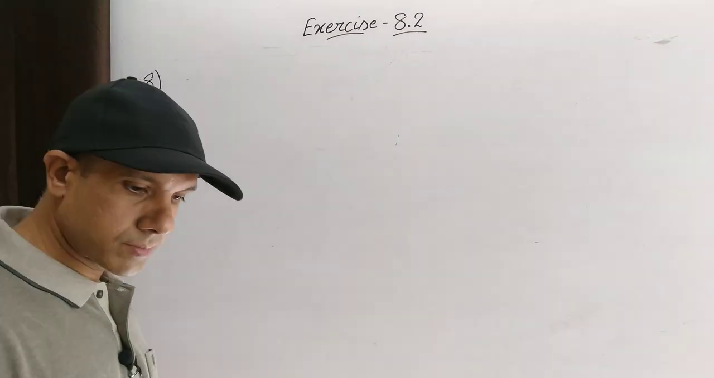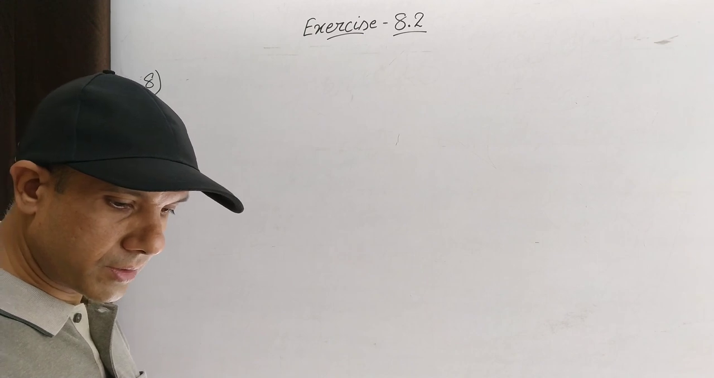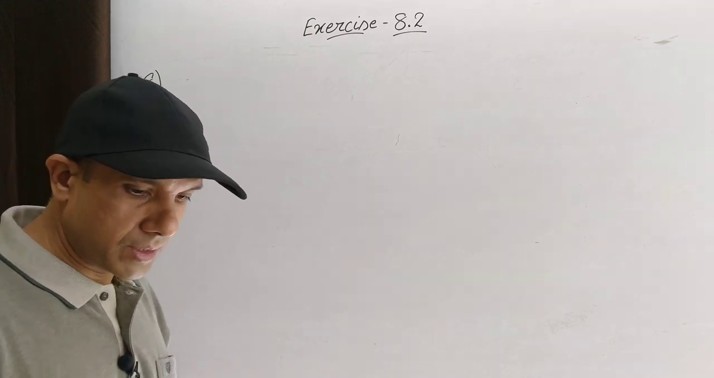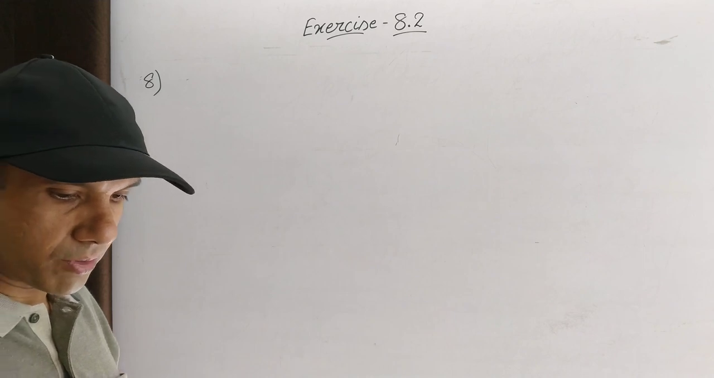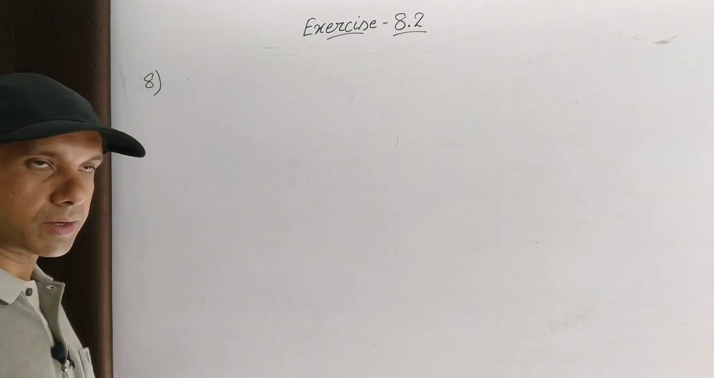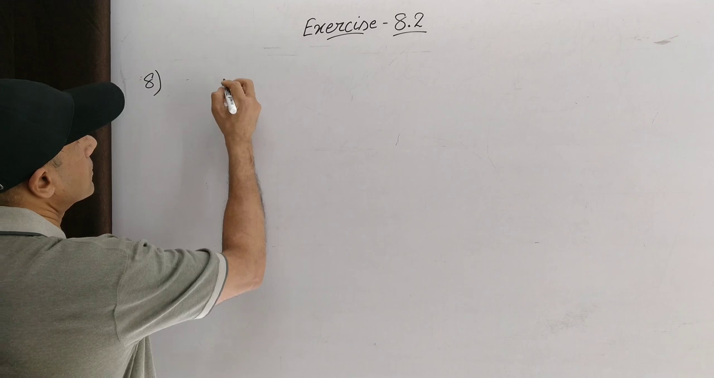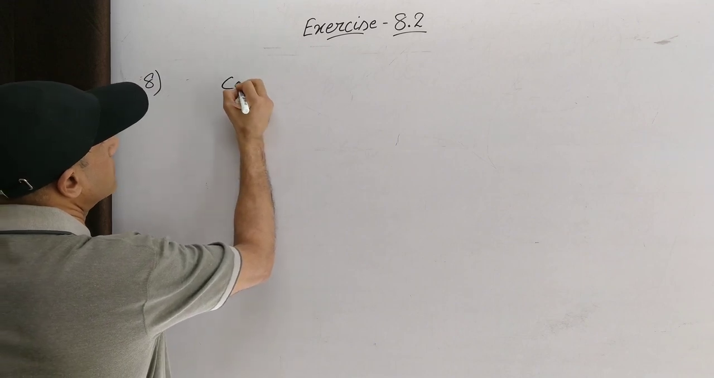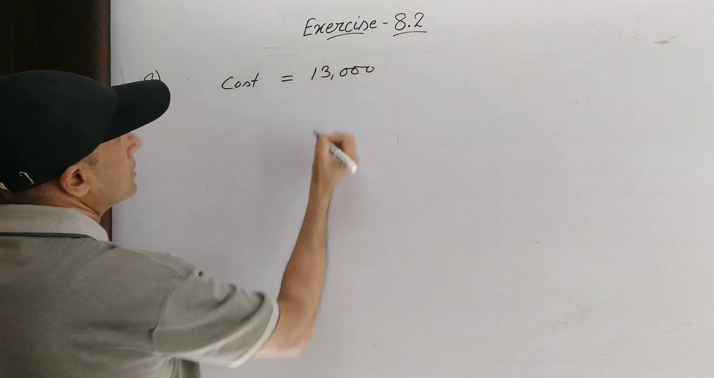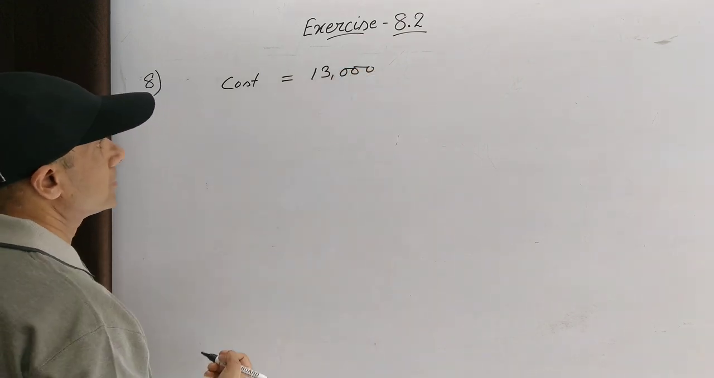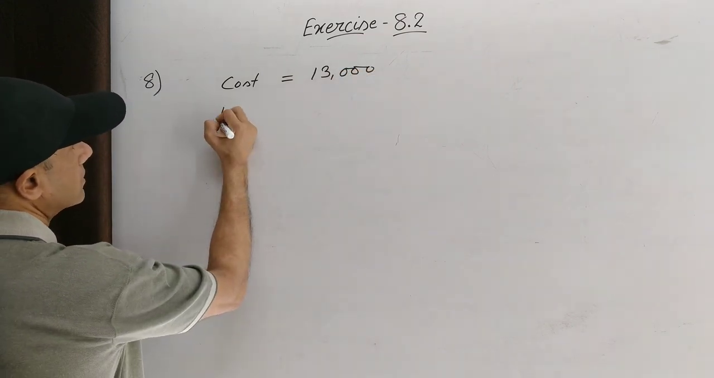Question number 8. Price of a TV is 13,000 rupees. Sales tax charged on it is at the rate of 12%. Find the amount that Vinod will have to pay if he buys it. So cost of the TV is equal to 13,000. Sales tax on it is 12%. So let's calculate the tax.